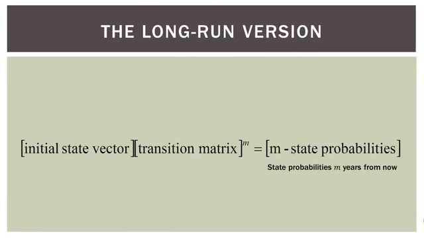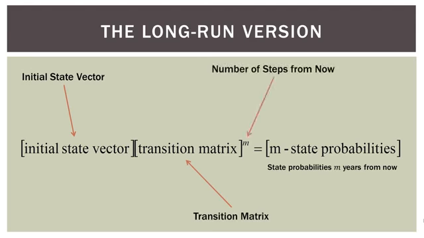So in the previous video we talked about long-run transitions or long-run probabilities, and they had this basic general form. We had some sort of initial state vector on the left-hand side. In the middle we had our transition matrix, and we took that transition matrix and raised it to a power, to an exponent, that represented however many steps into the future we were interested in.